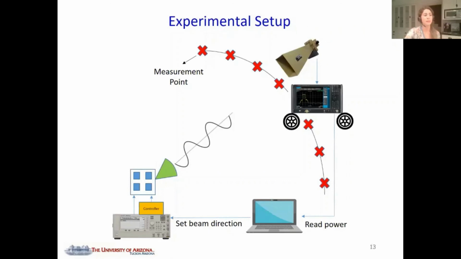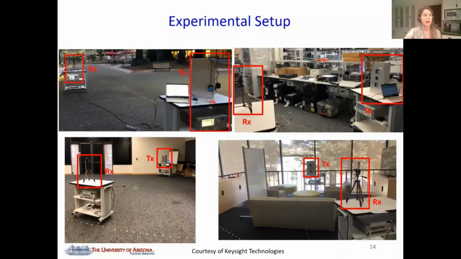These measurements are taken from discrete measurement points. That means that the UE is moved from one point to another. And this entire procedure of transmitting the signal and reading the powers is repeated simply for the reproducibility of the results. And these are what the actual setups look like. We have made experiments indoors, outdoors, with and without reflectors, as well as with and without blockers.